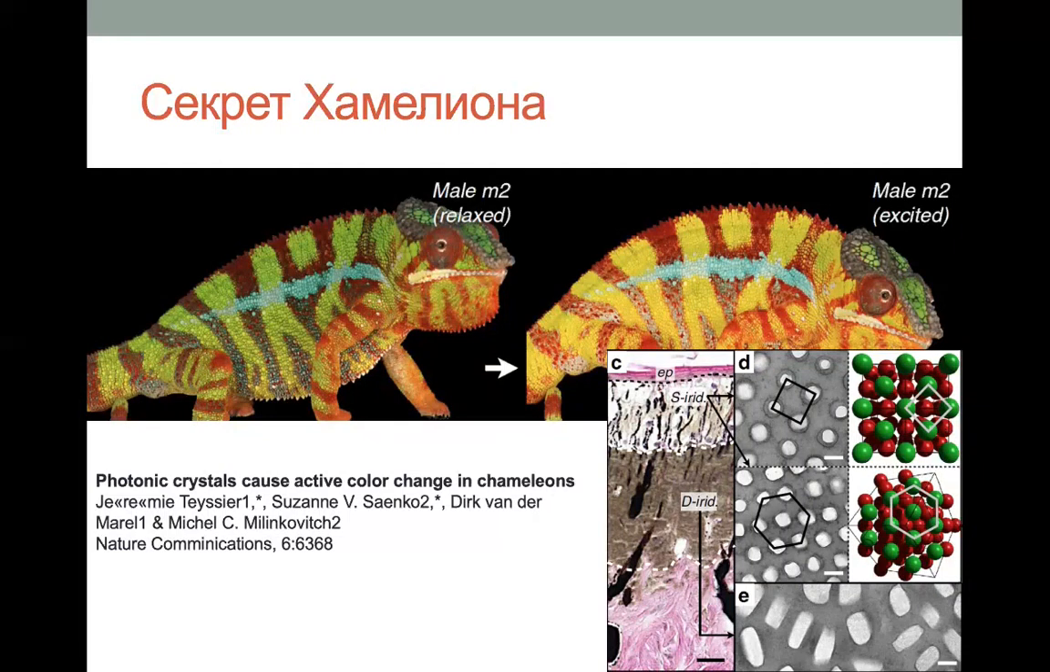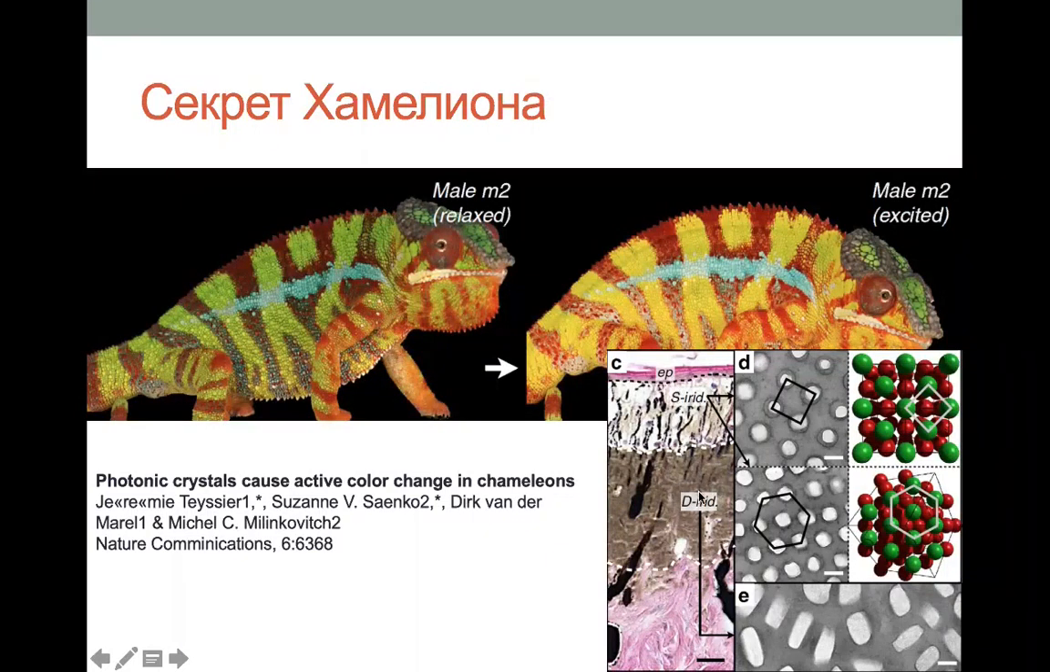Because originally people thought that the origin of the chameleon's color is chemical. Yeah, it happens for some fishes. Chemical nature of color, but for the chameleon, the origin of the colors is geometrical, because the skin of the chameleon is a photonic crystal. It's a real photonic crystal.